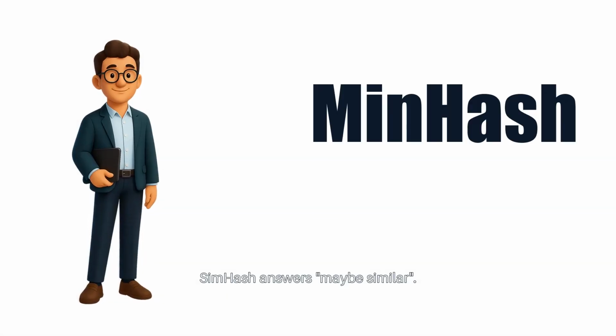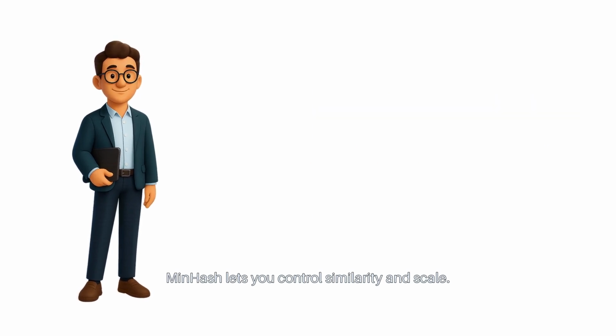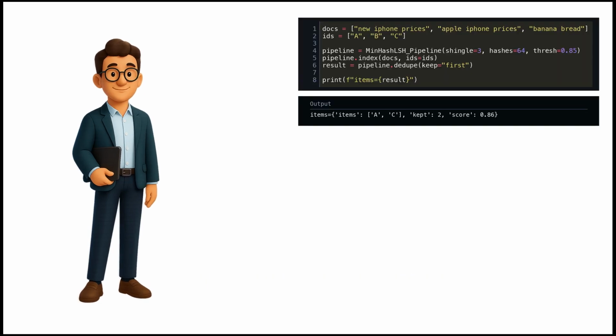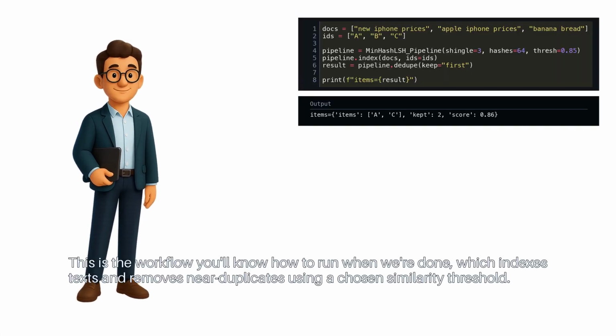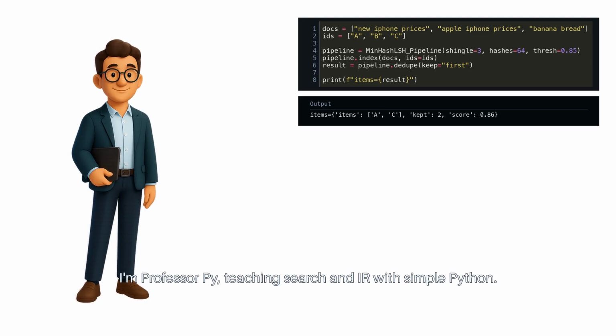SimHash answers may be similar. MinHash lets you control similarity and scale. This is the workflow you'll know how to run when we're done, which indexes texts and removes near duplicates using a chosen similarity threshold. I'm Professor Pi, teaching search and IR with simple Python.